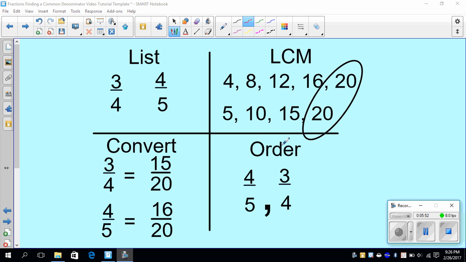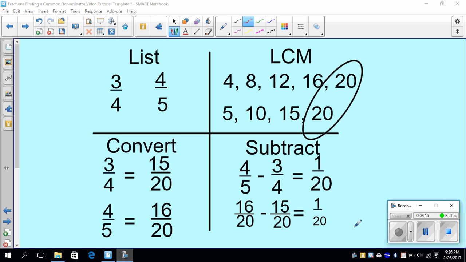Here I'm showing that you can also order them. So if you're ever asked to order from greatest to least, for example, you could look: 4/5 is equal to 16/20, which is the greater of the two. So if I wanted to order them from greatest to least, I could order them 4/5 and then 3/4.